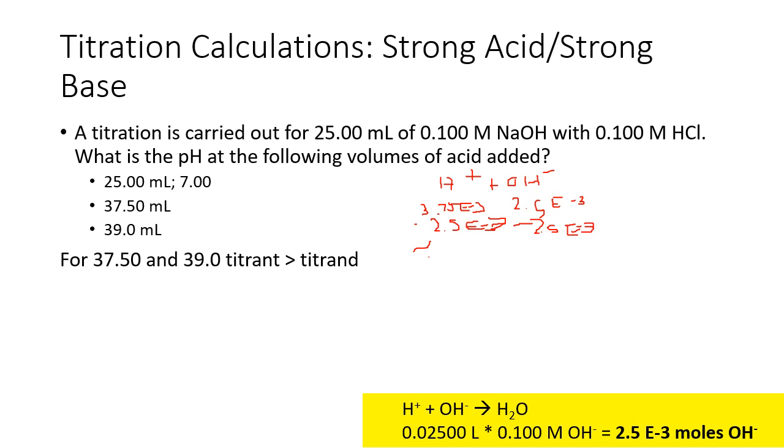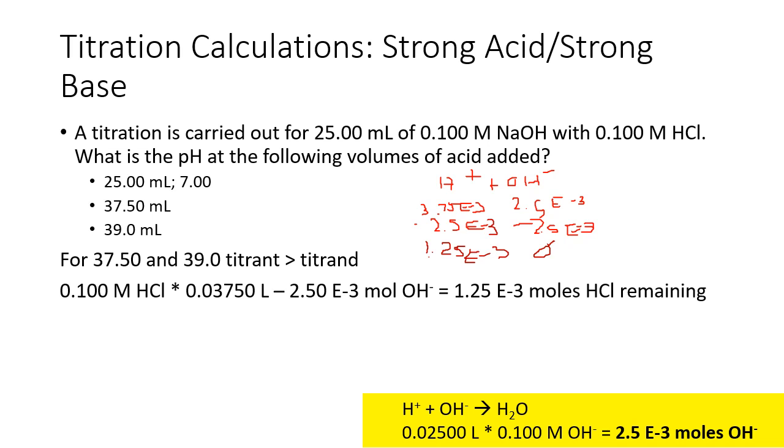Ugh, that's illegible. Like extra super illegible. Let's try again. Okay, so 3.75 minus 2.5 gives you 1.25 E negative 3. And we have 0 OH minus left. Okay, again, we've got to get that into molarity.